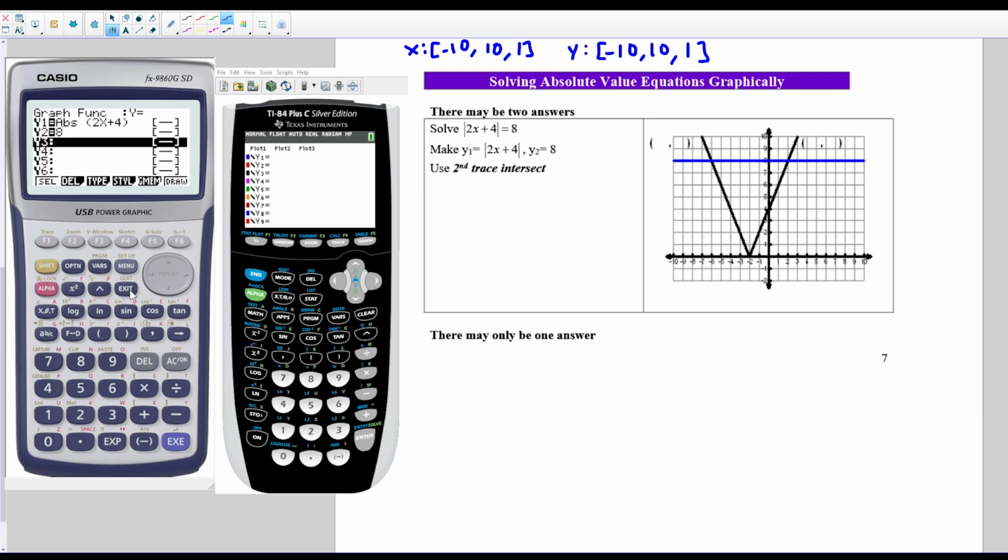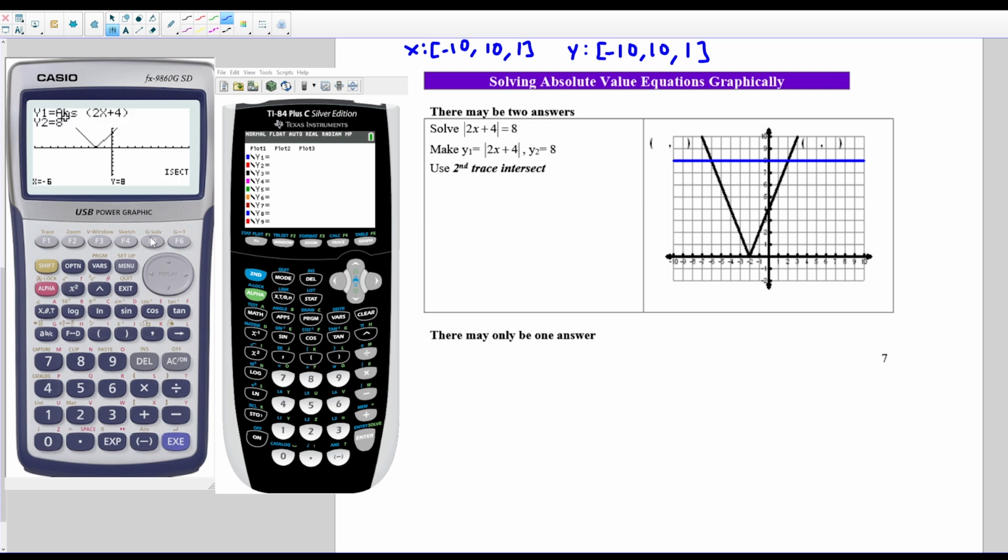Once we do that, let's hit exit. Let's go back and draw. And we can see that we have our two functions here. We've got our absolute value function, and then we have our y is equal to 8 sitting right there. So on a Casio calculator, all I need to do is hit G-solve, so F5 in our case, and we're going to look for the intersect.